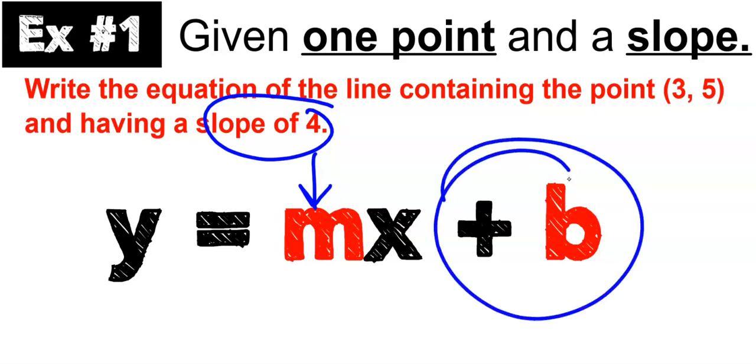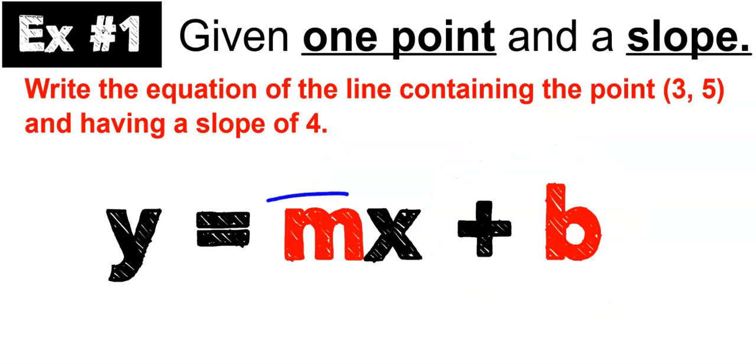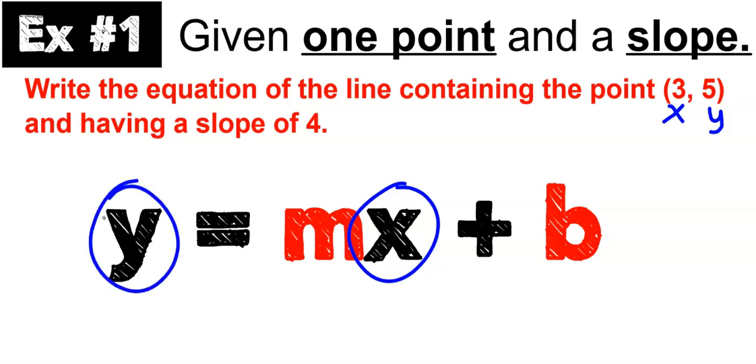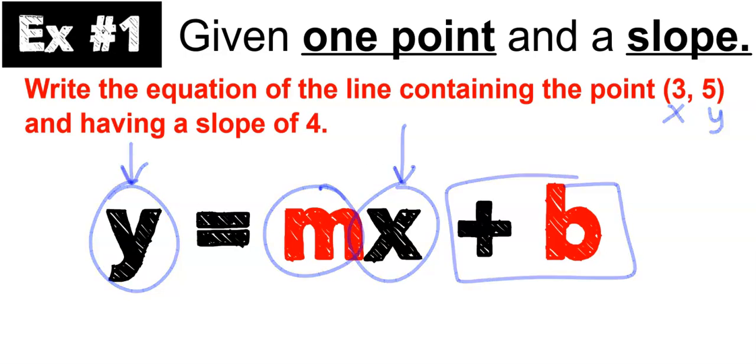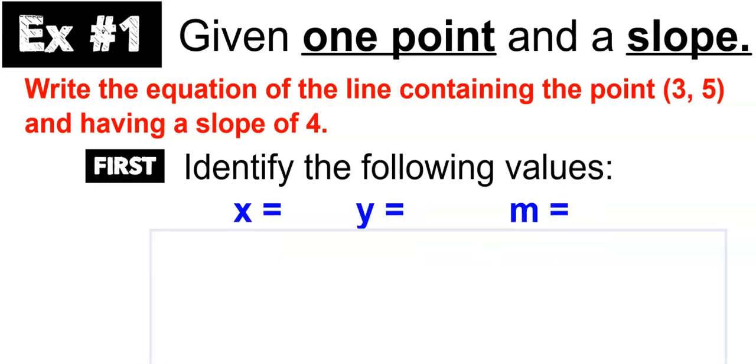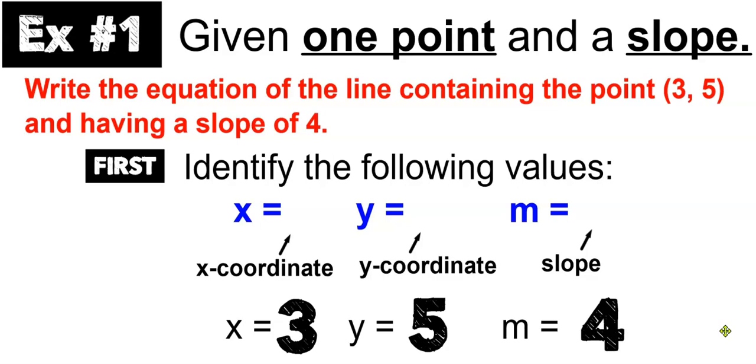We also need this b value. But we don't know what the b value is. We only know the slope value. So what we're going to do is temporarily use these x and y values to substitute them into the equation. Because if I know m, and I know x, and I know y, then I can determine b. So here's what we're going to do. We're going to identify these following 3 values: the x-coordinate, the y-coordinate, and the slope. Once we know those 3 values, we're going to use them in the y equals mx plus b equation.